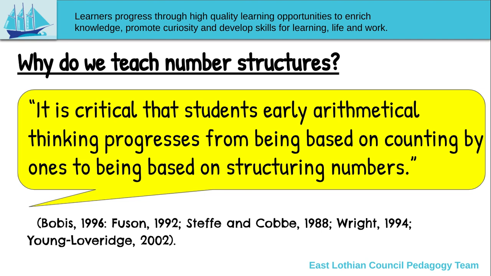So for example, with the sum 7 add 6, could they double 6 to get 12 and then add an extra 1 to make 13? Or could they partition that 6 into 3 and 3 and do 7 add 3 to get to 10 and then 10 add 3 to get to 13? These strategies are far more sophisticated than counting by ones, and they involve thinking that's referred to as structuring numbers.